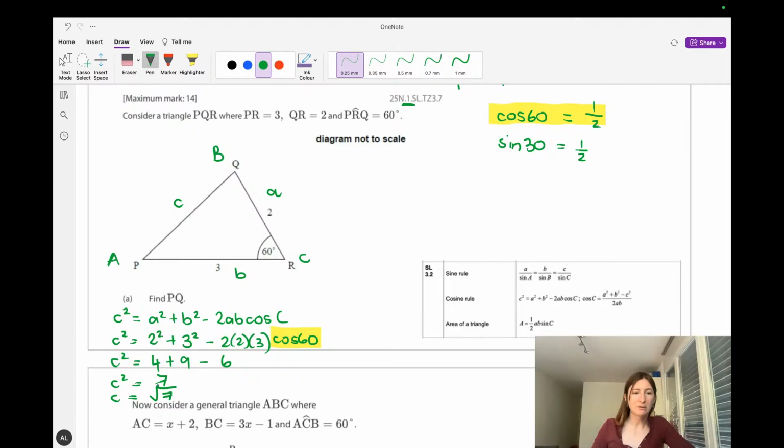And we don't need positive and negative because it's a length. So it's just root 7. You can show, and usually you're encouraged to do this, that it's plus minus root 7, and then you say it's a distance, so it can't be negative. They often give marks for that. All right, so C is root 7. Again, when you know it, fill it in.